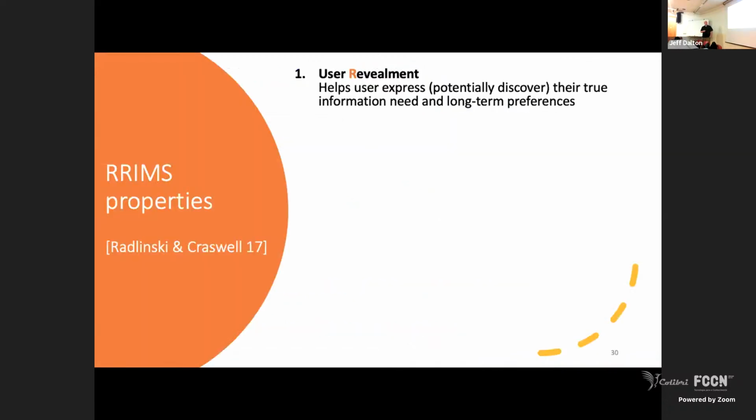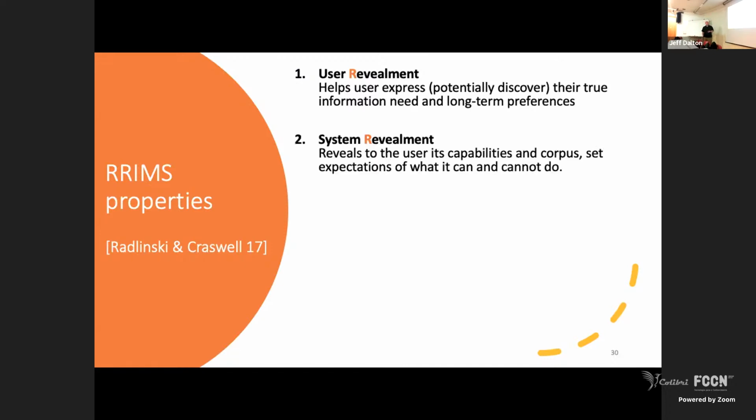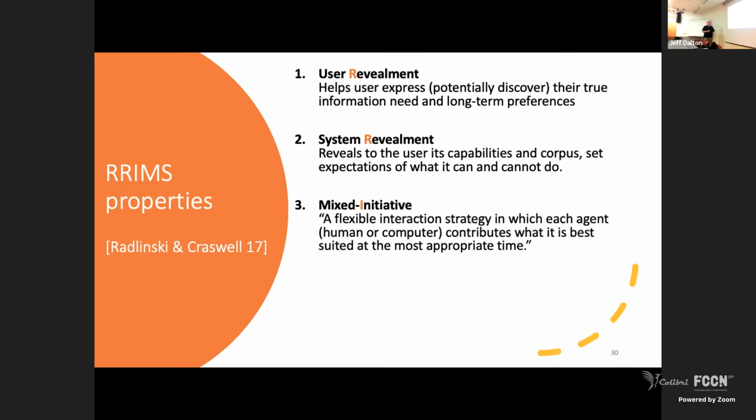There are also some very classic properties of conversational search. They're called RIMs. This is from Filip Radlinski and Nick Craswell in 2017. The conversational search system should help the user discover their information need and preference. It should also reveal its capabilities. So it should ideally have some awareness of what it knows, what it doesn't know, what is covered in its corpus, what's not covered in its corpus, and be able to talk about that. It's not something most systems are currently very capable of doing.